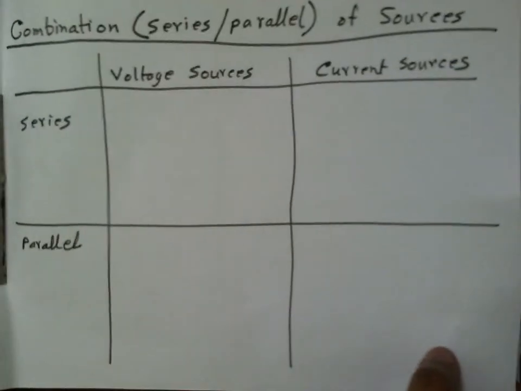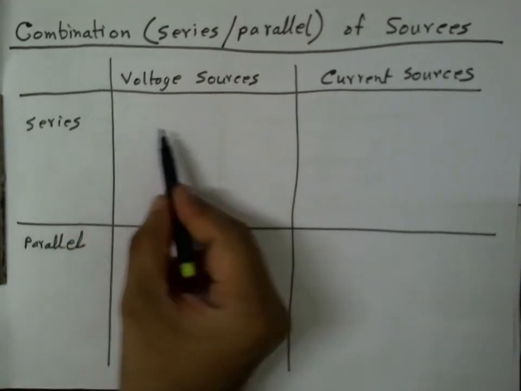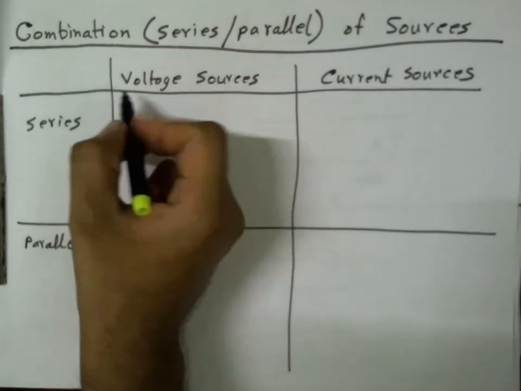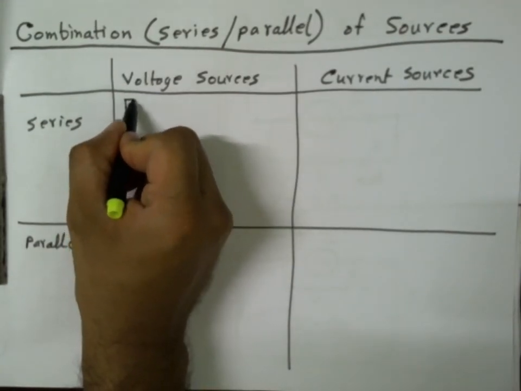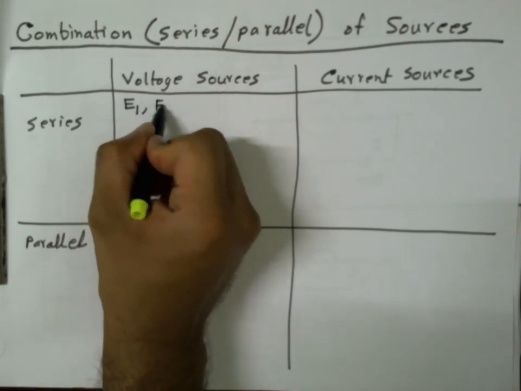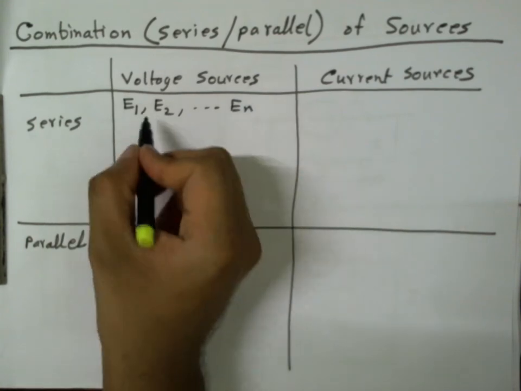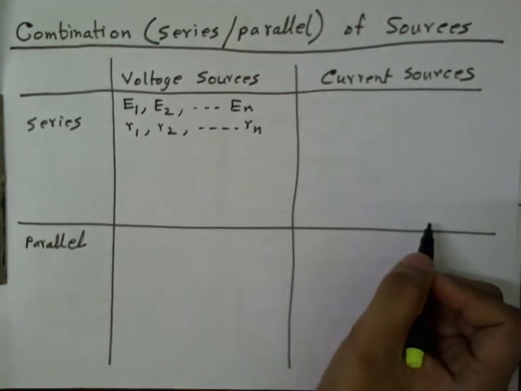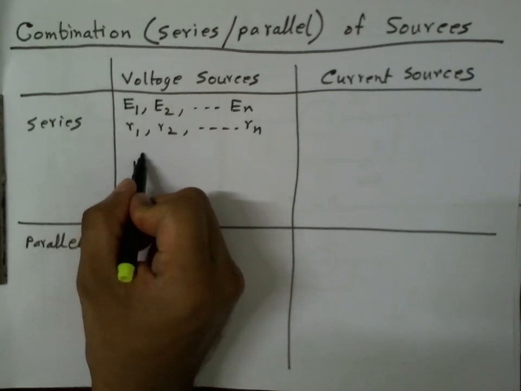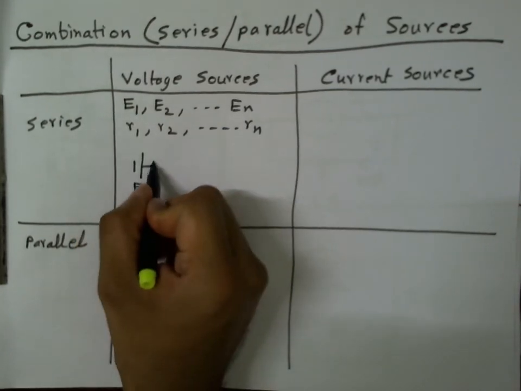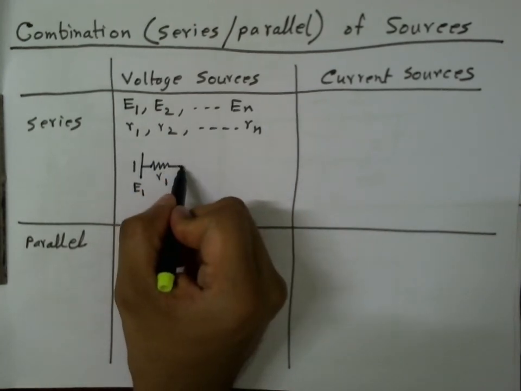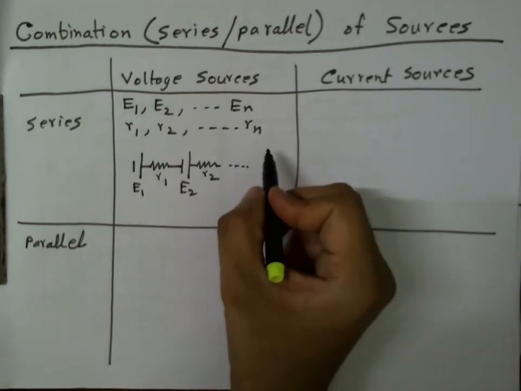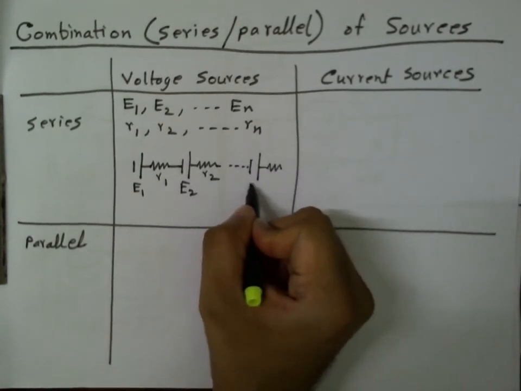Now let us come back to our original question, which is what happens if we connect voltage and current sources in series or in parallel. Consider that I have a number of voltage sources, each having an EMF of E1, E2 and up to En, all of them having an internal resistance of R1, R2 up to Rn, and I connect them in series like this. So E1, R1, this is the first source of EMF, connected to the second one, E2, R2, and then so on. It's connected to the En, Rn.